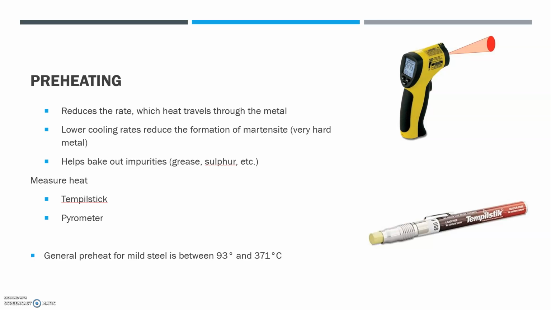A temp stick or pyrometer can be used to measure preheat temperatures. General preheat for mild steel is between 93 and 371 degrees Celsius.